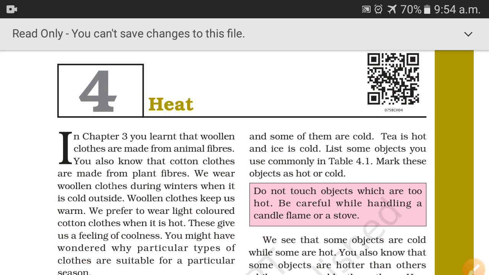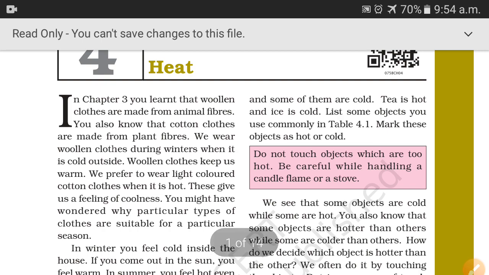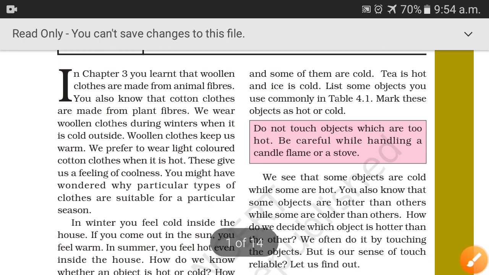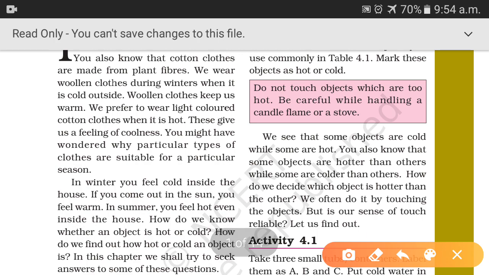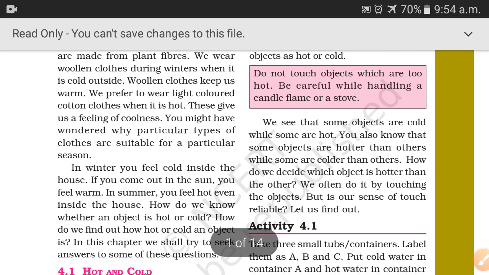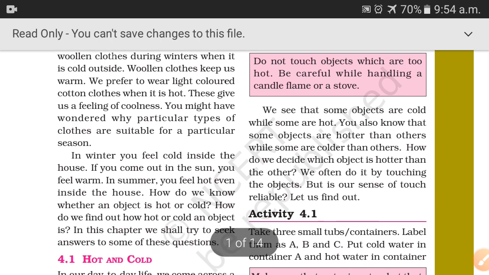In chapter 3, you learned that woolen clothes are made from animal fibers. You also know that cotton clothes are made from plant fibers. Now we wear woolen clothes in winters because they keep us warm, and we wear light color clothes during summers because they keep us cool. You might have wondered why particular types of clothes are suitable for a particular season.